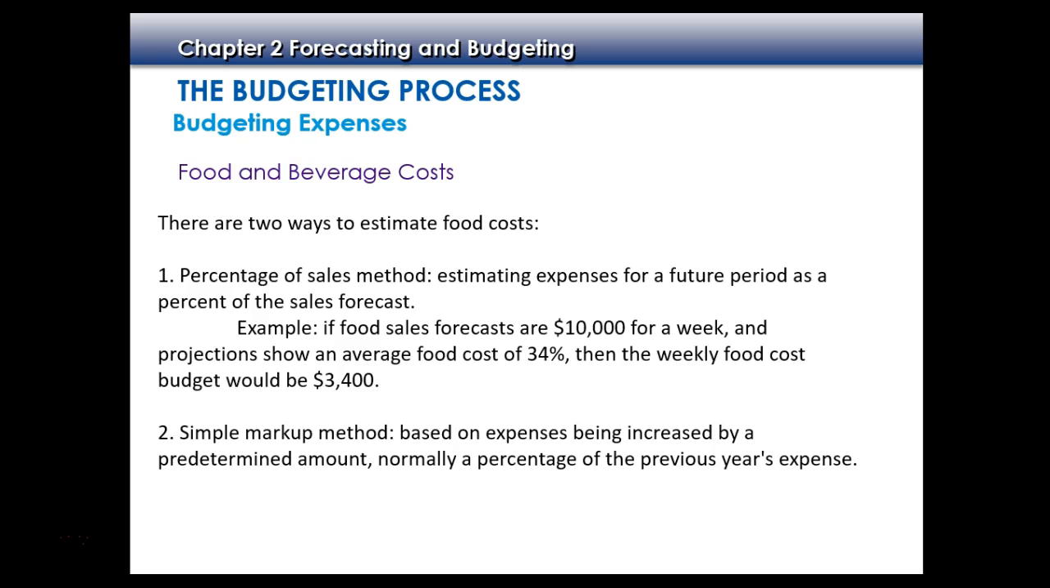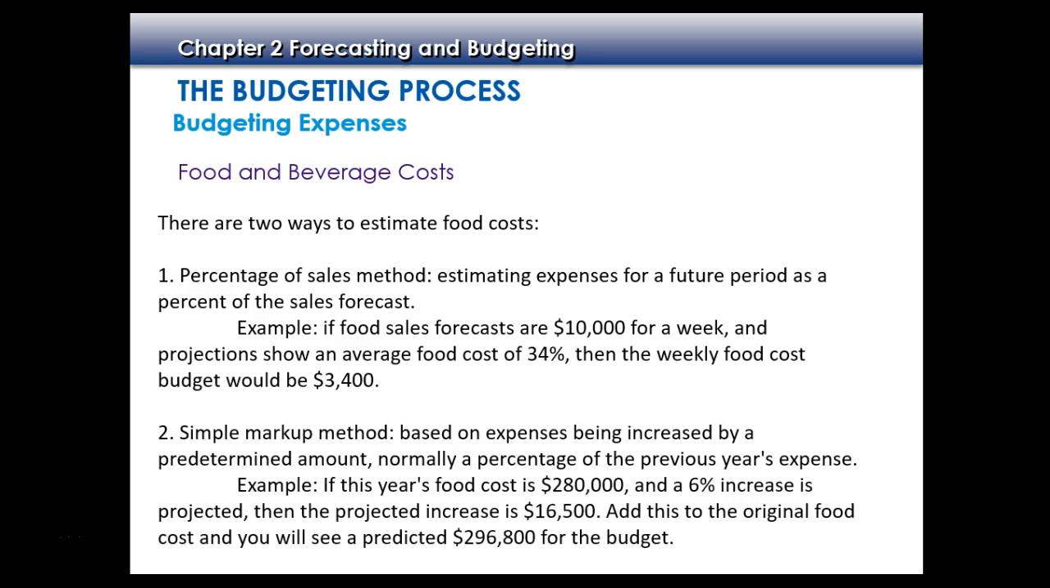And then the simple markup method, based on expenses being increased by a predetermined amount, normally a percentage from the previous year's expense. So you have an example. This year's food cost is $280,000, and a 6% increase is projected. So you just do the math. That's an increase of $16,800. Add the two together. So now you have your predicted budget of $296,800.